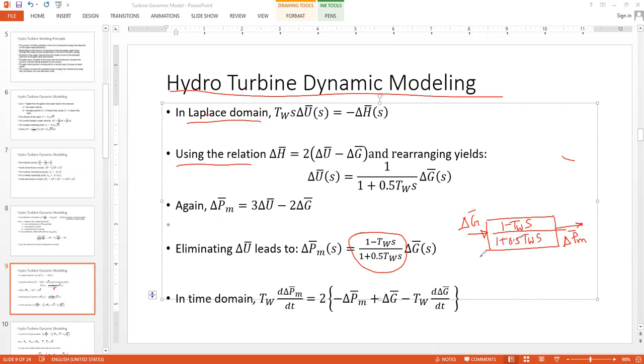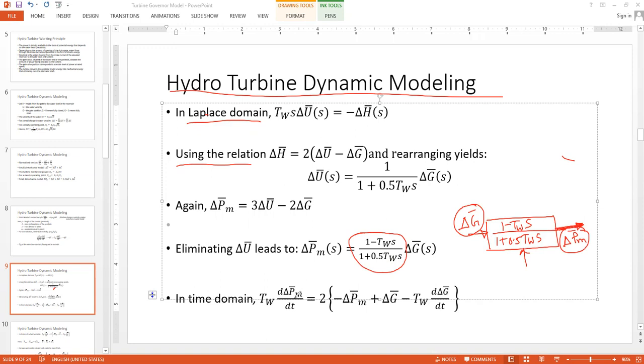So you see, now it is becoming very straightforward, looks good. You change the gate position, you get some variation in the mechanical output from the turbine. Okay, so this is the transfer function, a simple first order transfer function. So that was our target.